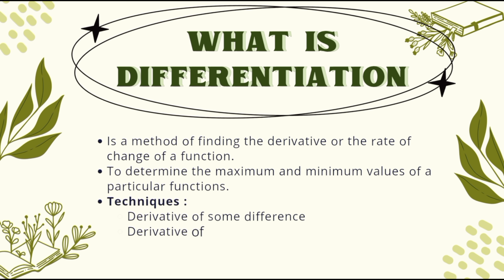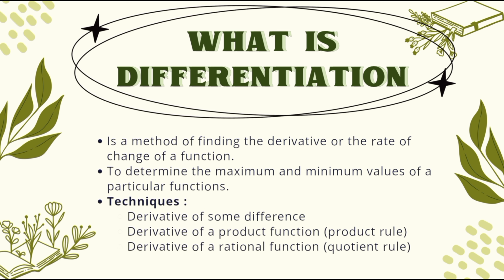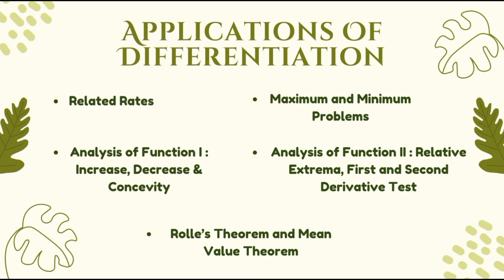What is differentiation? Differentiation is a method of finding the derivative or the rate of change of a function. We use differentiation to determine the maximum and minimum values of a particular function. To solve differentiation problems, there are three techniques that we can apply: derivative of sum and difference, derivative of a product function, which is the product rule, and lastly, derivative of a rational function, which is the quotient rule. Next, I'll be guiding you through the application of differentiation in related rates.